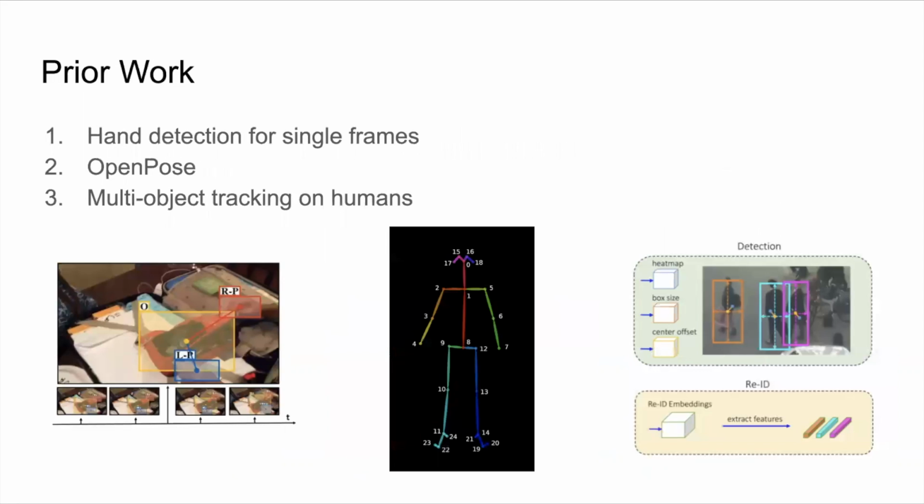As for prior work, to the best of our knowledge, there are no really major hand trackers. Most people focus on hand detection on a single frame instead. Also, there is research on keypoint detection, which includes hand keypoints by OpenPose. And finally, for tracking, human tracking is more common, but we didn't find any hand tracking research.